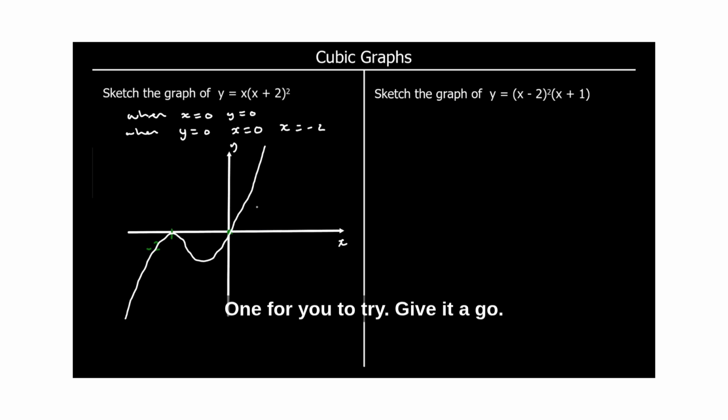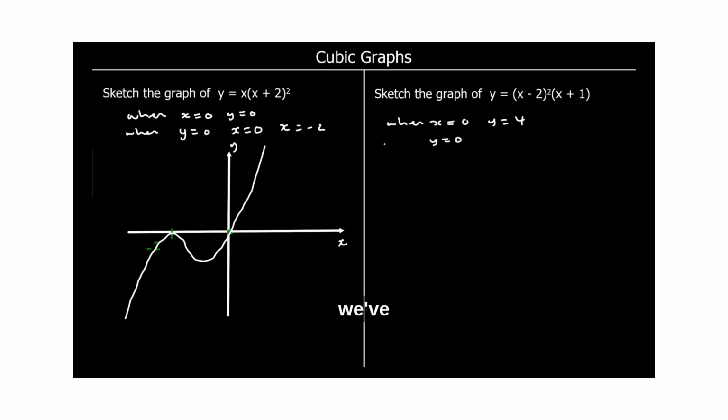One for you to try. Give it a go. So sketch the graph of y equals (x minus 2) squared times (x plus 1). So when x equals 0, what do we have? We've got negative 2 squared, which is 4, times 1, which is 4. So y is 4.